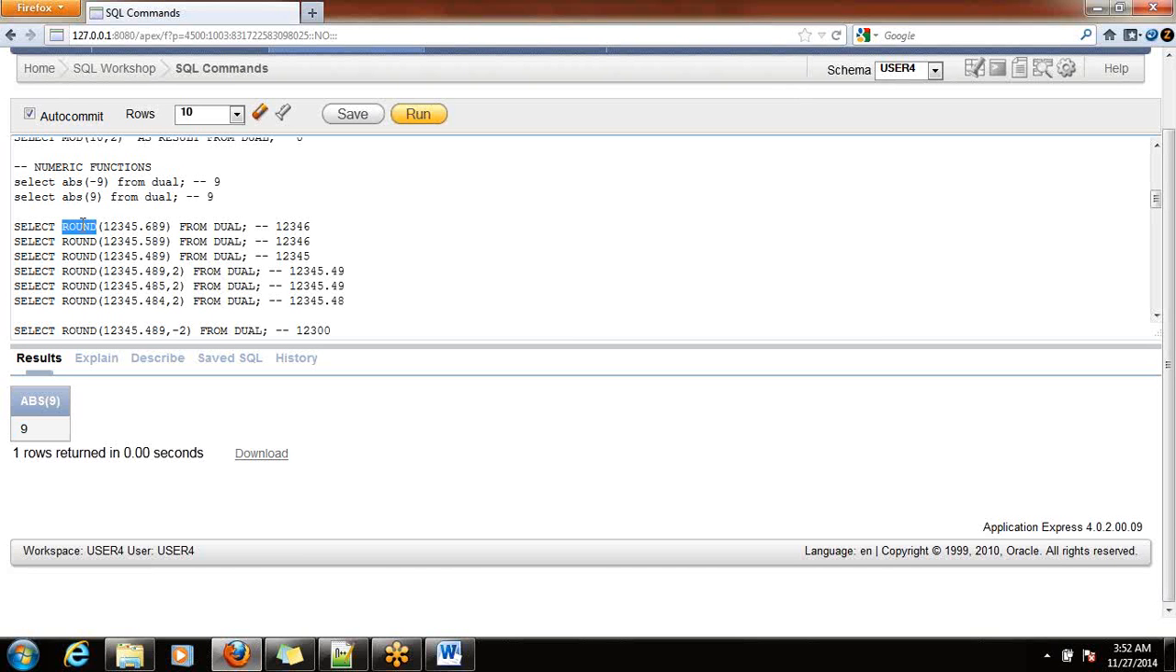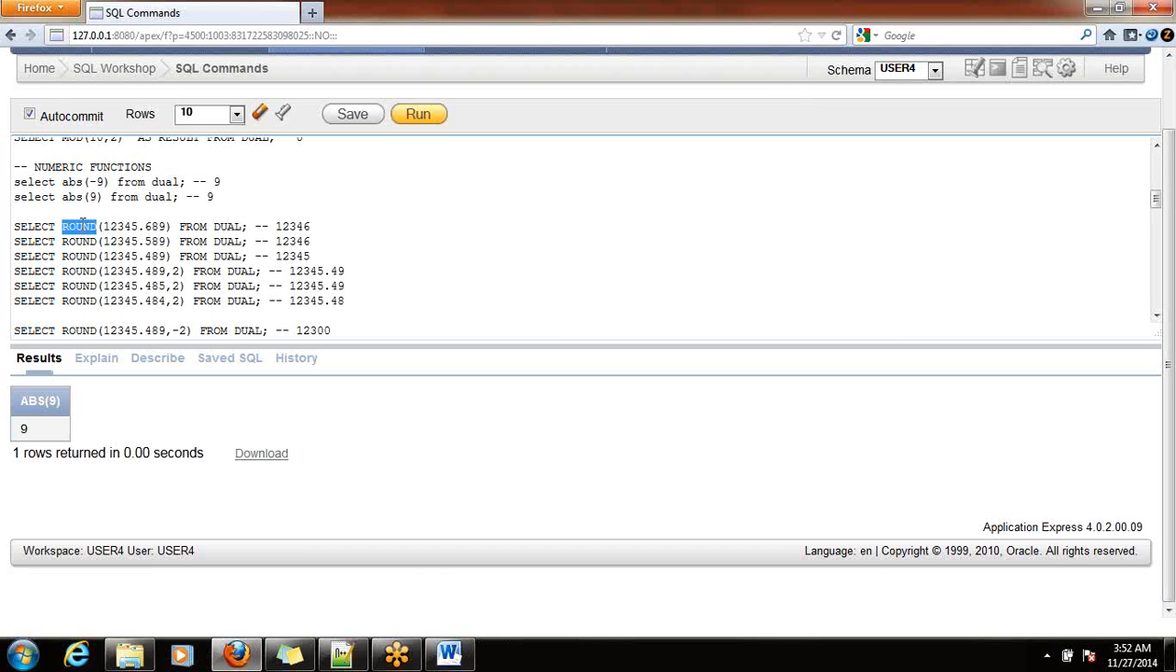First argument is the value. Second argument is some number you are providing. So 2 we have provided here, and I am executing this. The second argument specifies how many decimal places you need in the result. I am saying 2, it means decimal places should be 2. You can see here .49.